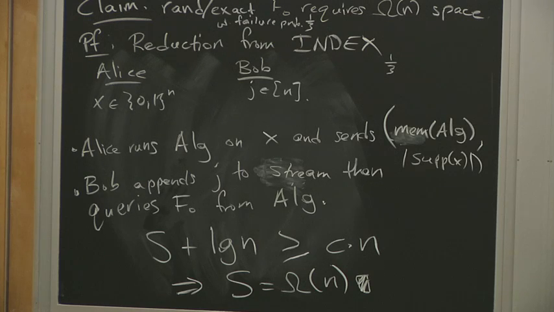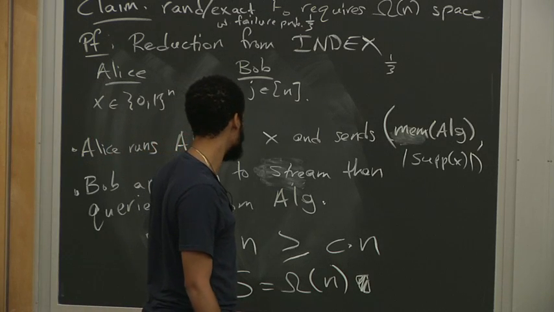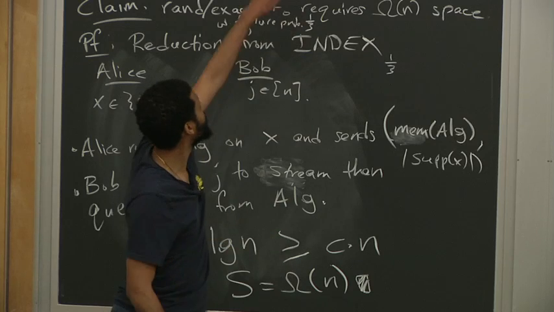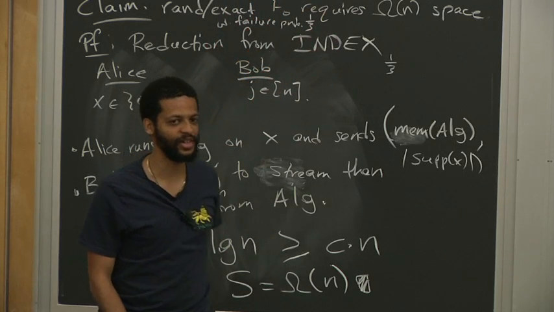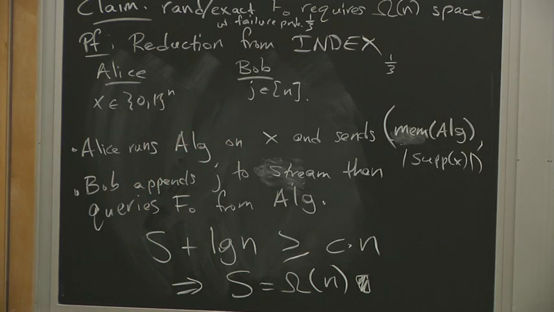So questions about this? Indexing is a very powerful primitive for lower bounds. And sometimes the way you use it ends up actually being somewhat tricky. I didn't show you this index to gap hamming thing, but it's a little more involved than some of the things I showed you. Not too much more. It's still simple, but I'm not going to spend time on it. OK, good.